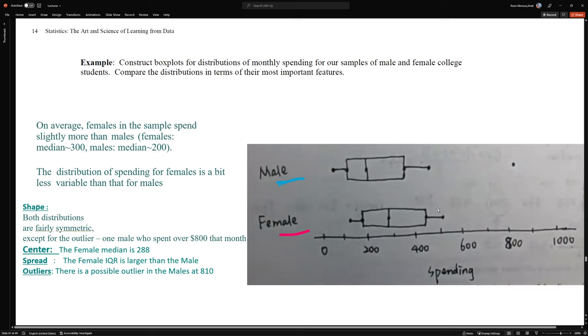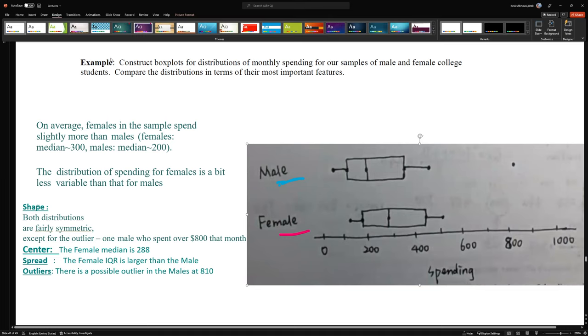this is equal to this. The spread is at least less variable because the values are closer to the median. This is an extreme point for males. The shape, both distributions are fairly symmetric. So a distribution has a symmetric shape.